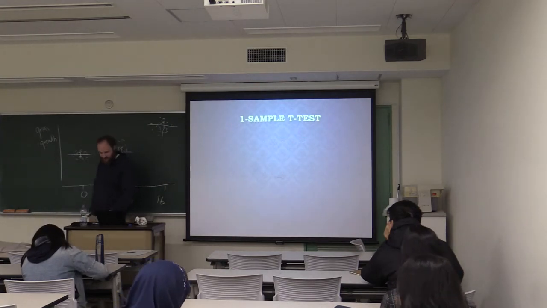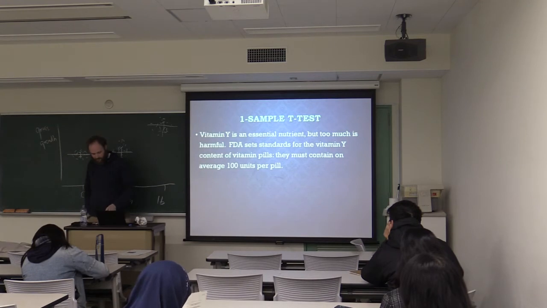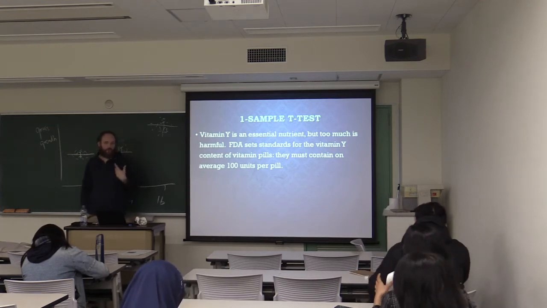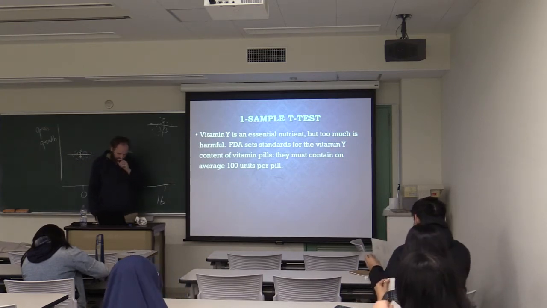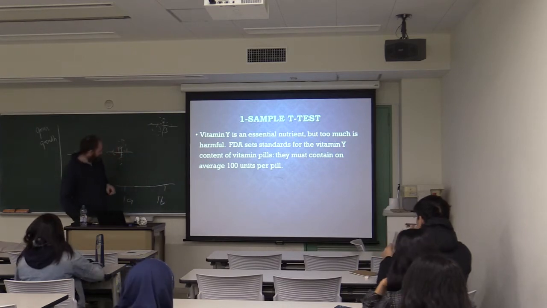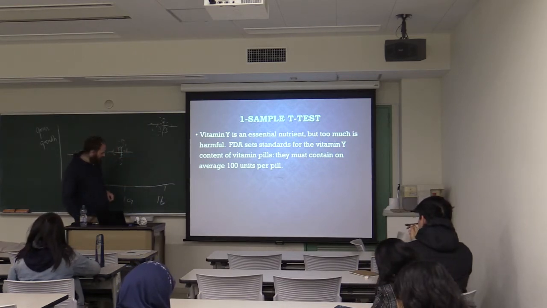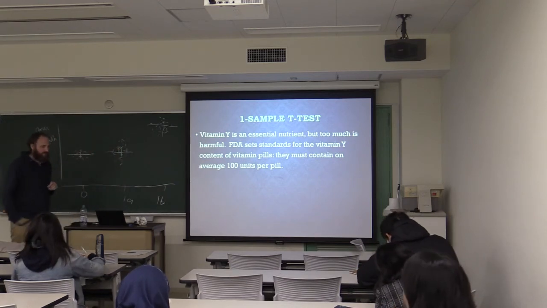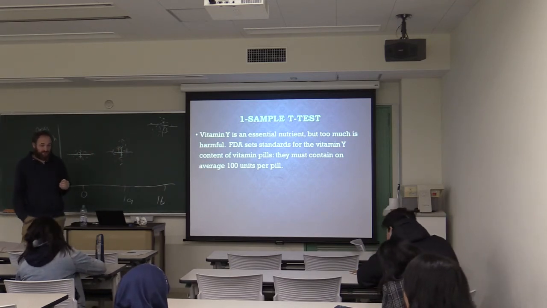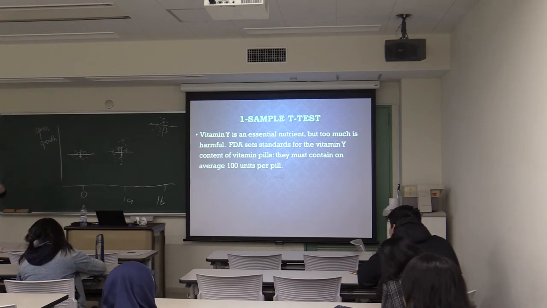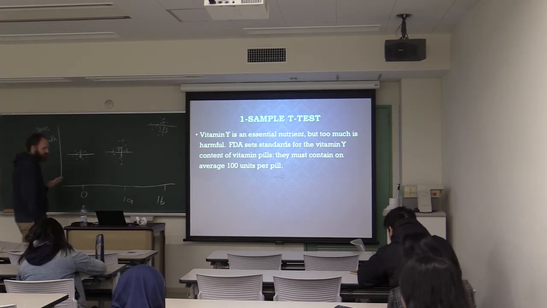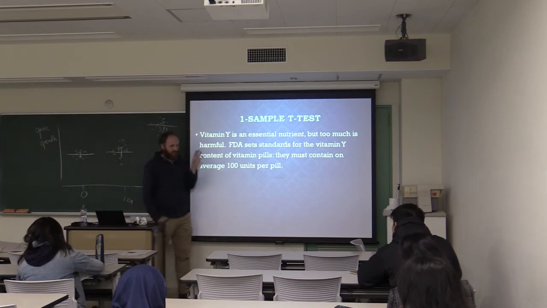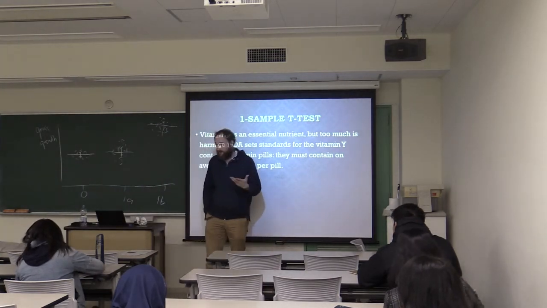So, we're going to start with a fairly simple measure here, a thing called a one-sample t-test. Basically, what it's going to tell you is, we have a sample, and then we have a fixed point. And we want to test, is the sample mean different from that fixed point? Okay? So, I'm going to give you an example, and hopefully it's going to become clear.